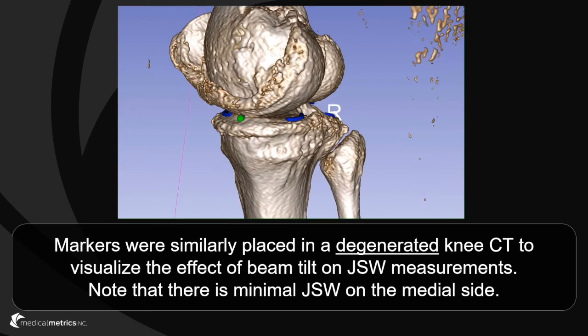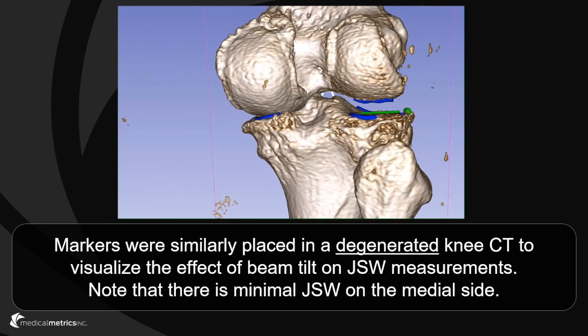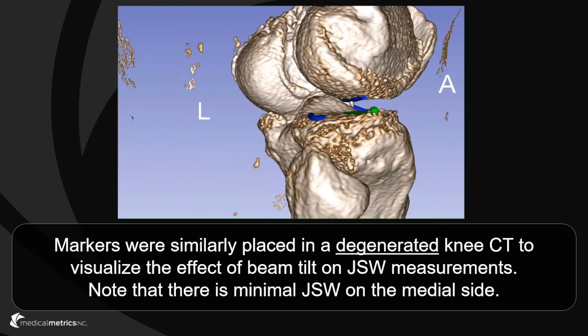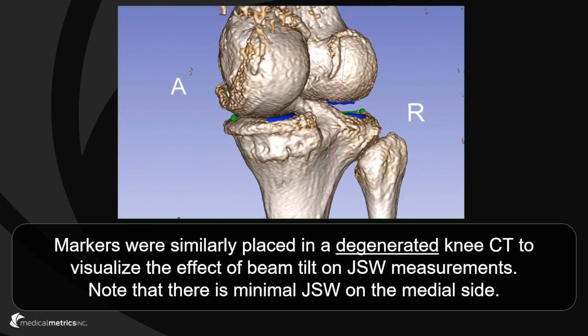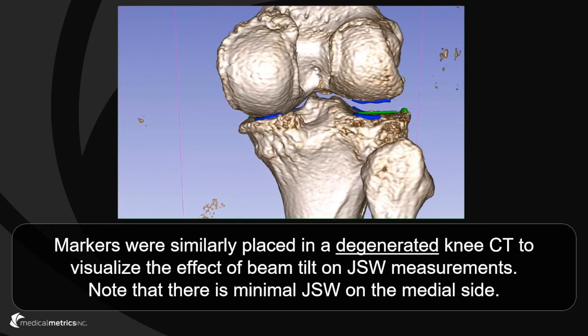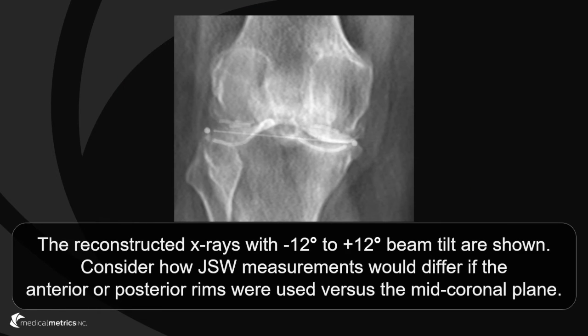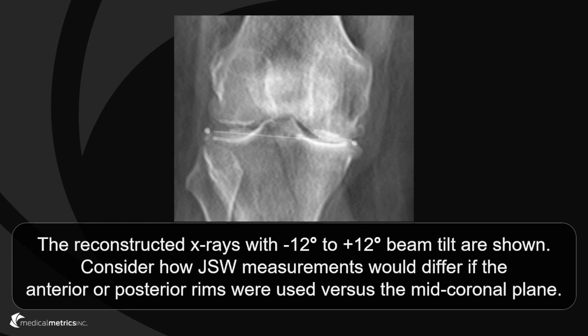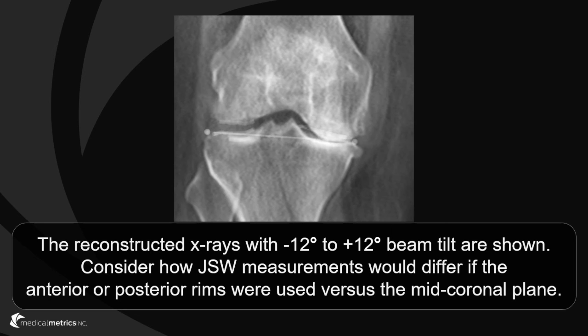Markers were similarly placed in a CT exam of a degenerated knee to visualize the effect of beam tilt on joint space width measurements. Note that there is minimal joint space width on the medial side. Digitally reconstructed radiographs with between -12 and +12 degrees of beam tilt are shown. Consider how joint space width measurements would differ if the most prominent radiographic shadow was used versus the mid-coronal plane method.